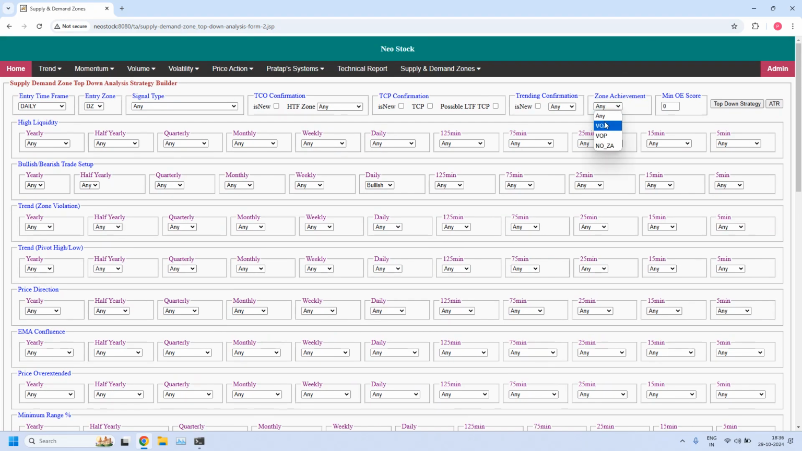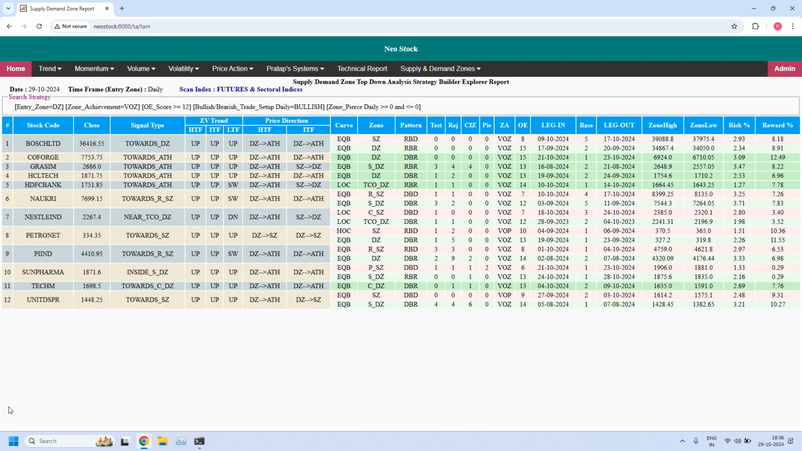And zone achievement should always be violated opposing zone. Minimum odd enhancer score should always be 12 for bullish or bearish trade setup. All the three filters are applied to daily demand zone. Now let's verify. We got 12 stocks. Currently these 12 stocks are supporting bullish trade setup for monthly income trade, that is entry time frame daily. All these are daily demand and supply zones.